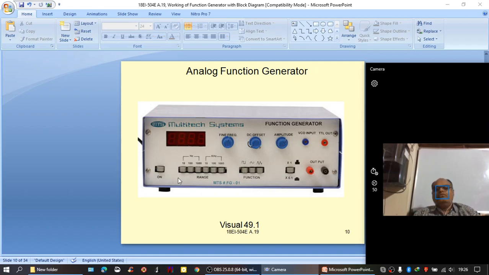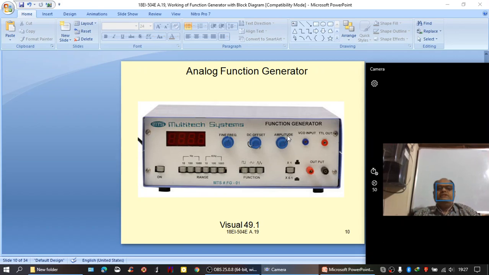So starting from 1 hertz to 1 megahertz, it can produce signals of triangular shape, sine wave shape, and square wave shape. By selecting any one of the switches, that particular output is available here. And this is for amplitude range adjustment, multiplied with 1 and multiplied with 10. And here is for continuous adjustment of the amplitude.